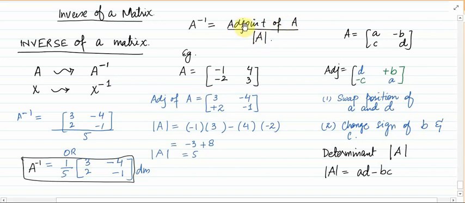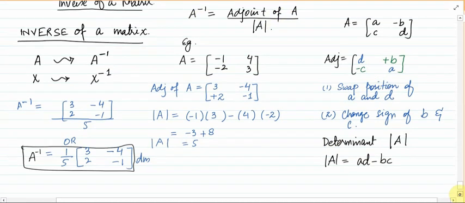For the adjoint of A, you need to swap the positions of A and D and change the sign of B and C, right? That's how we find the adjoint. For the determinant of A, you need to cross multiply AD and BC and then subtract. When you have these two values, you place them in the working formula. So that's how you find the inverse of a matrix.